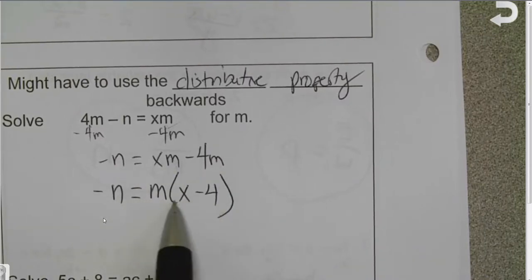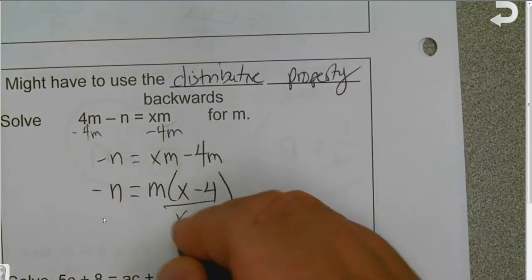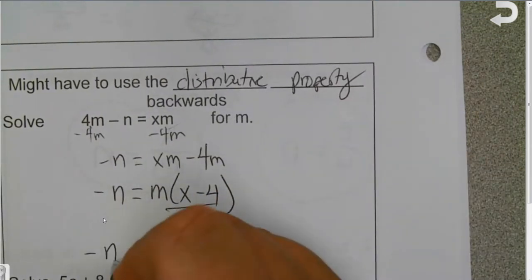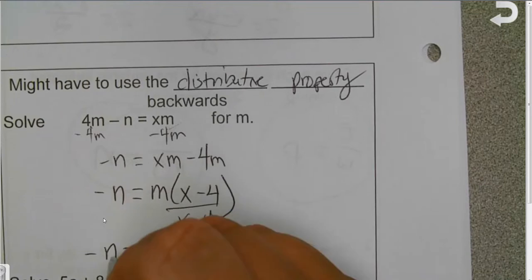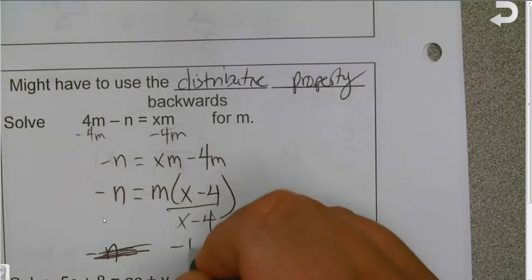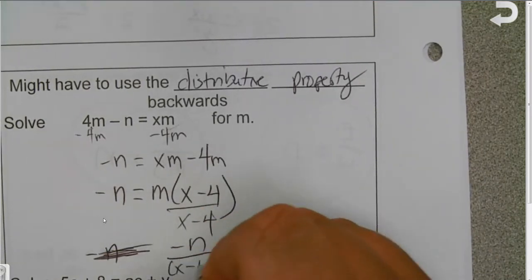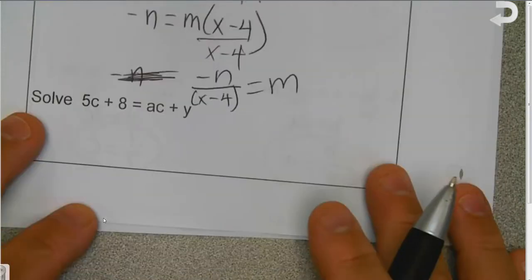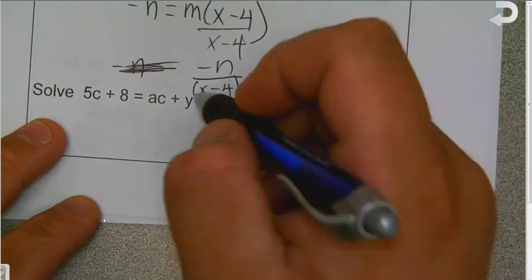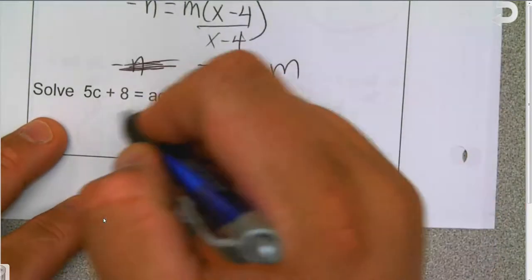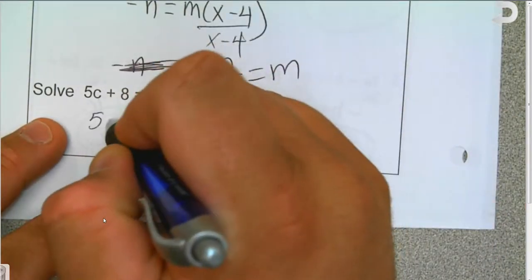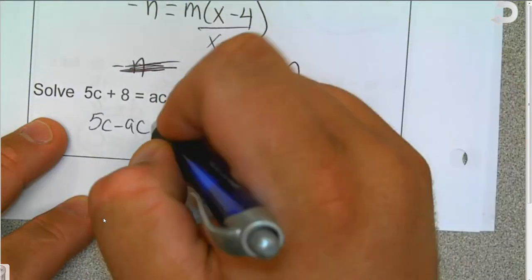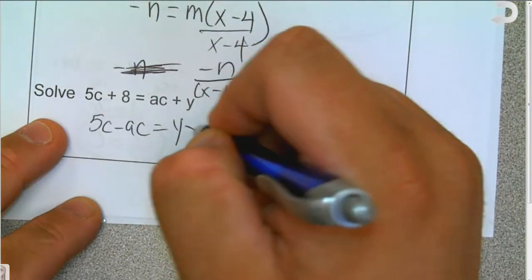And now all I have to do is divide by x minus 4, and I get m by itself. So negative n divided by x minus 4 is equal to m. Same thing here. If I take the ac over here, I get 5c minus ac. If I take the 8 over there, I get y minus 8.